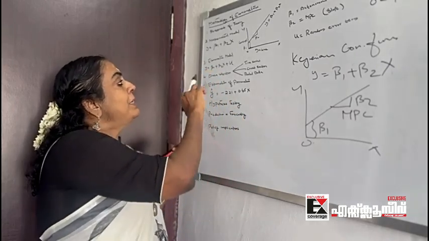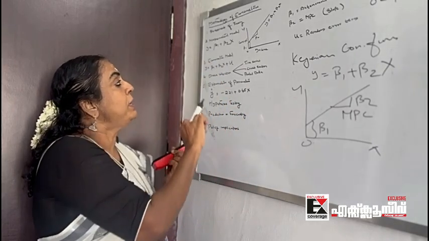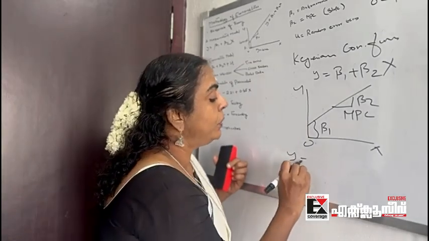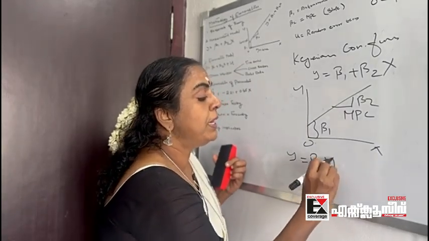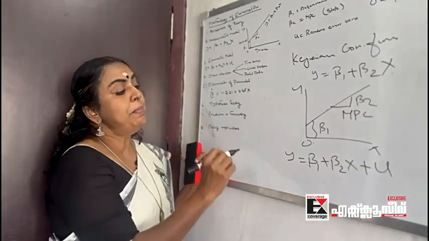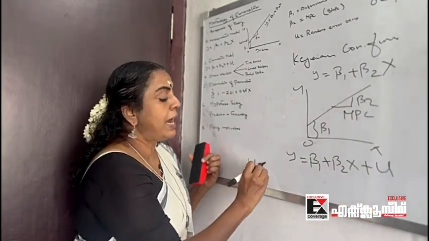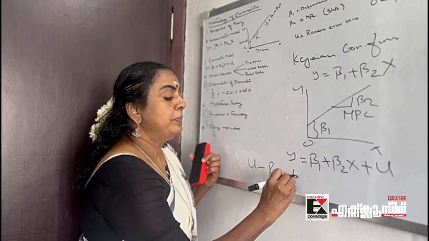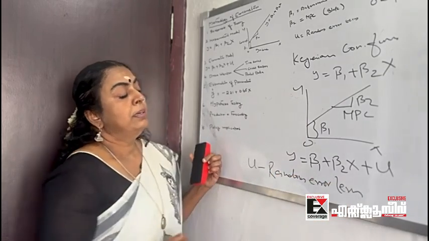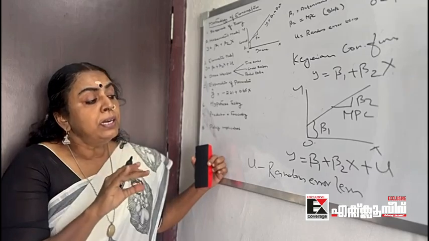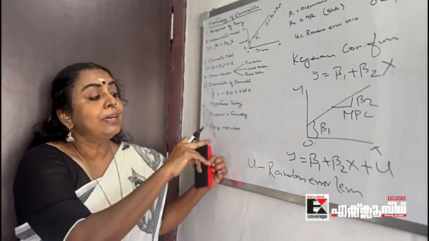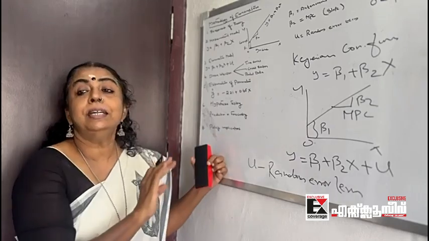The third step is you formulate an econometric model based on this. The econometric model will be y is equal to beta 1 plus beta 2x plus u, where u is the random error term. That is, here you are considering other factors influencing consumption expenditure other than income.